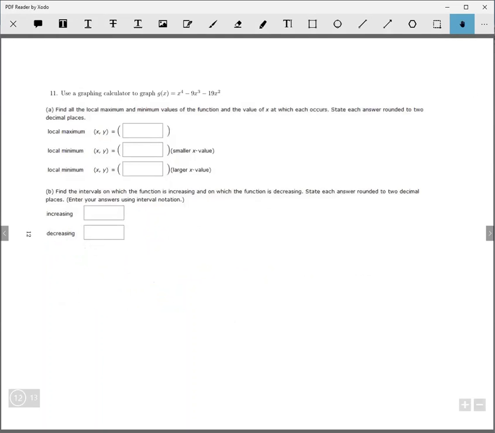Number 11. Okay, so here we're supposed to use a graphing calculator. So x to the 4th minus 9x cubed minus 19x squared. So we're looking for local maximums and minimums. Okay, so let's go ahead and go to GeoGebra.